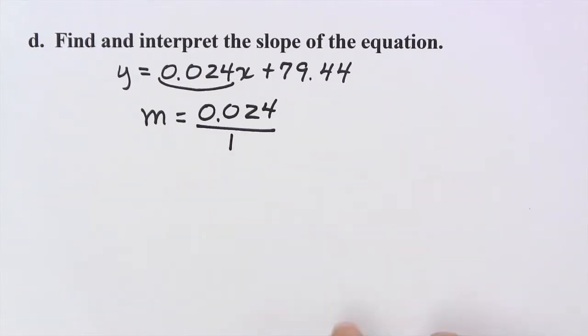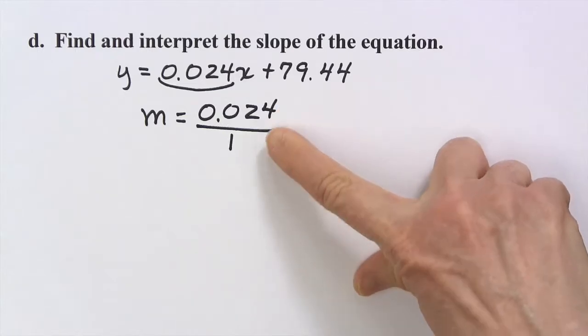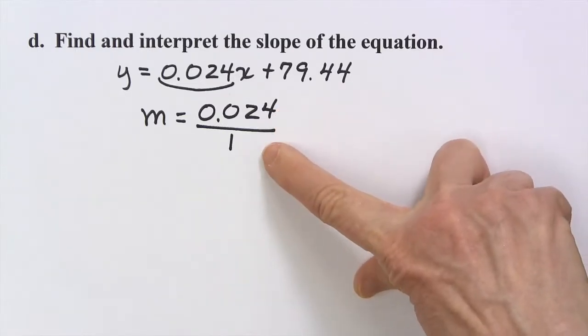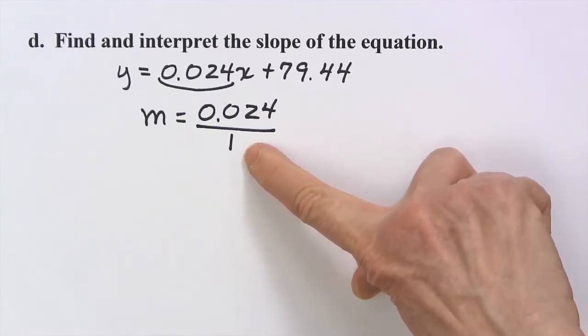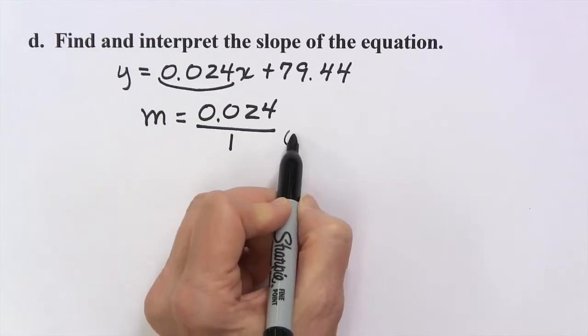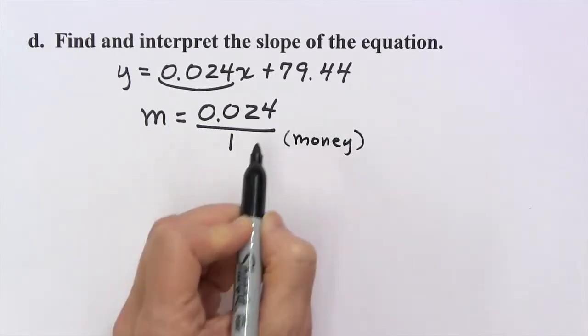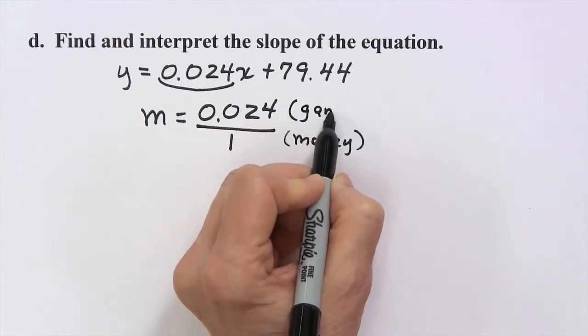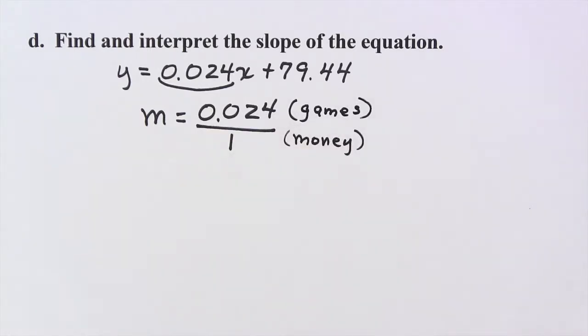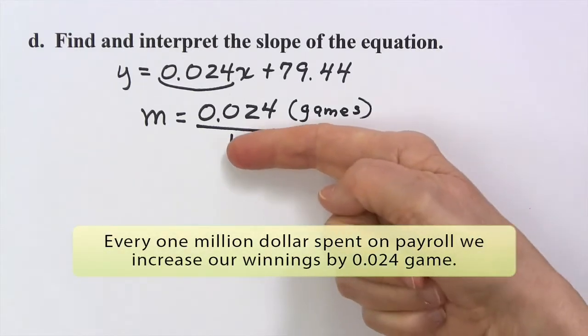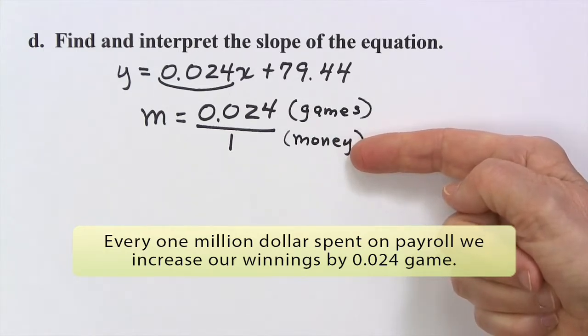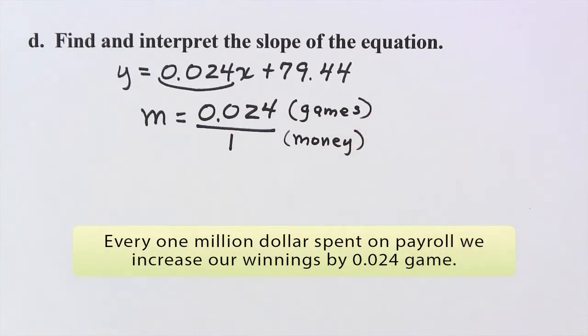Now keep in mind, in the numerator, remember it's rise over run, or change in y's over change in x's. So what does that mean? X's had to do with money, so this is money, and this is number of games. So let's say what this means in words. It means that for every $1 million spent on payroll, we increase our winnings by 0.024 game.